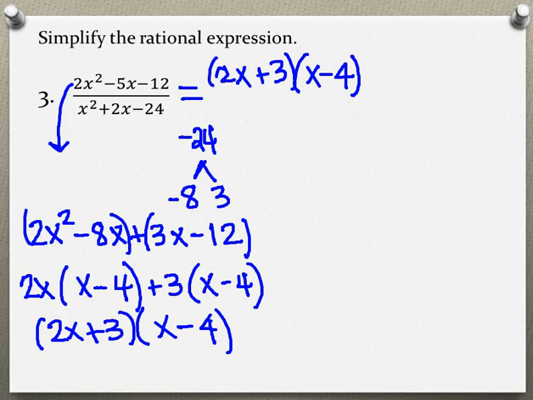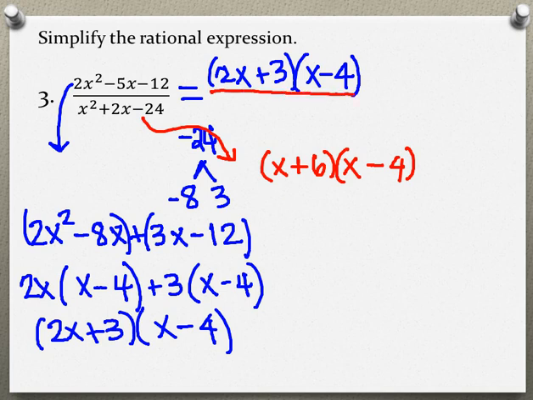Now let's factor the denominator. So we need to get 2 numbers that will multiply to give us negative 24 and add to give us 2. Since negative 24 is a negative number, we're going to have different signs. We're going to start with x and x because our leading term is x squared. The leading coefficient is a 1. And so our 2 numbers will be positive 6 and negative 4. So that would be in the denominator.